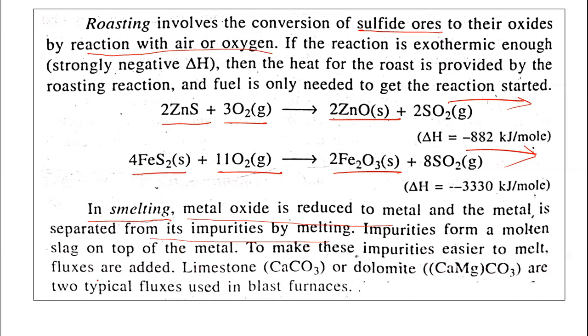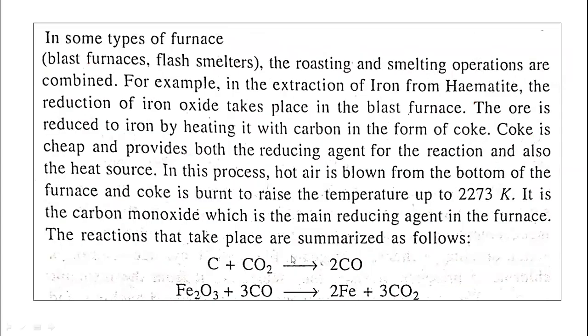In this case, fluxes are also added. For example, limestone or dolomite, calcium and magnesium carbonate. These fluxes can be added into the blast furnace. Smelting is carried out in a particular type of furnace, and it is called a blast furnace. So why is the flux added during the smelting process?